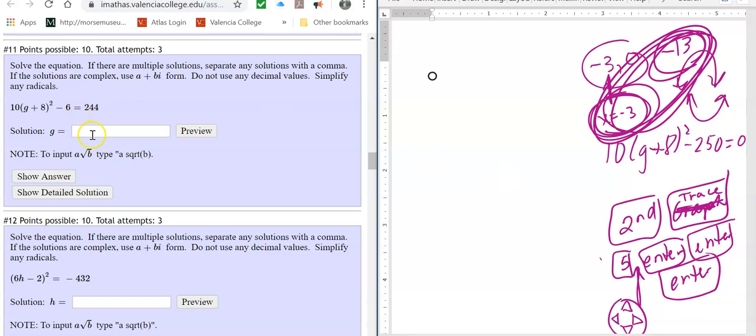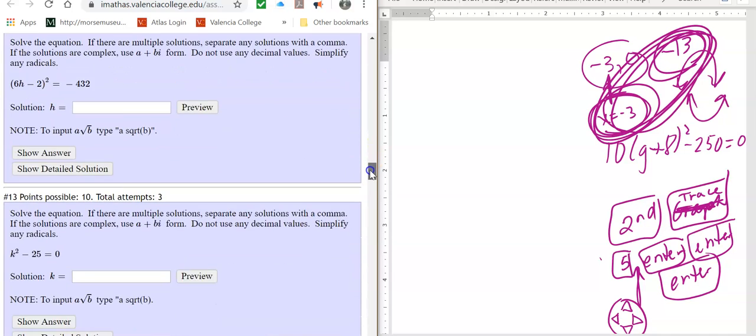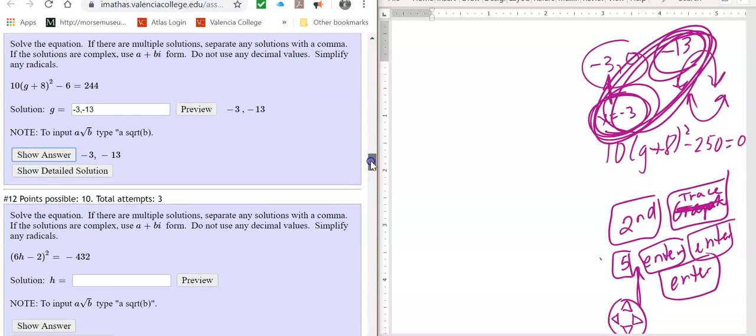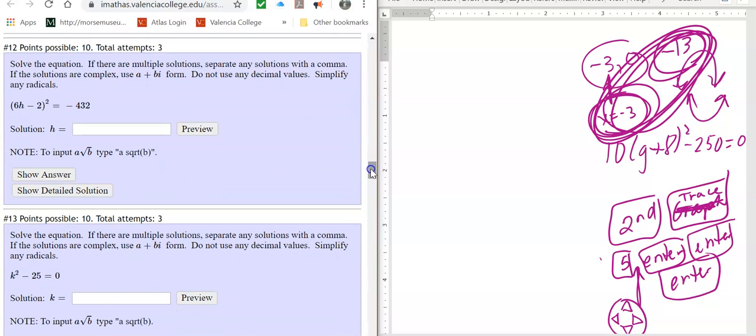Okay, so I can enter those. And remember, when you're entering them into the iMath AS, it says to put multiple solutions, separate with a comma, and do not use any decimal values. I want you to use fractions and simplify any radicals. So here we go. So we're going to say -3 and -13, and that is the answer. Okay? And you don't have to use all those methods. I'm just showing you in case which one you like.